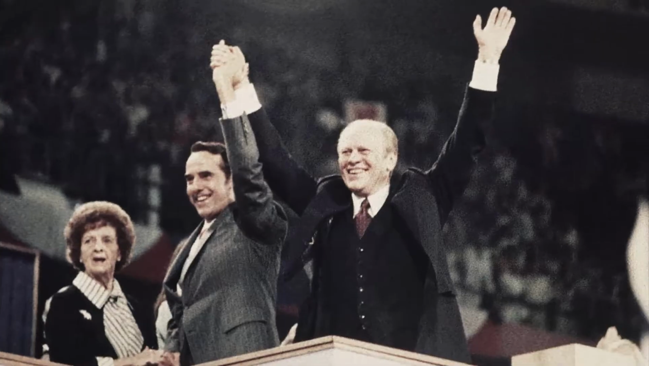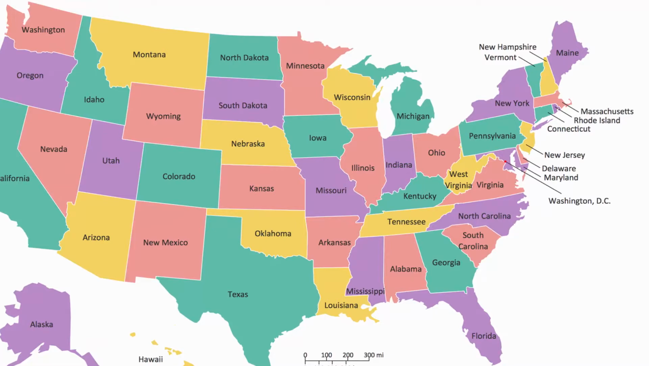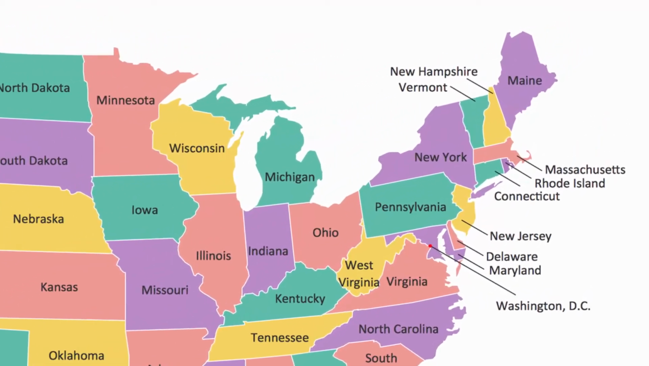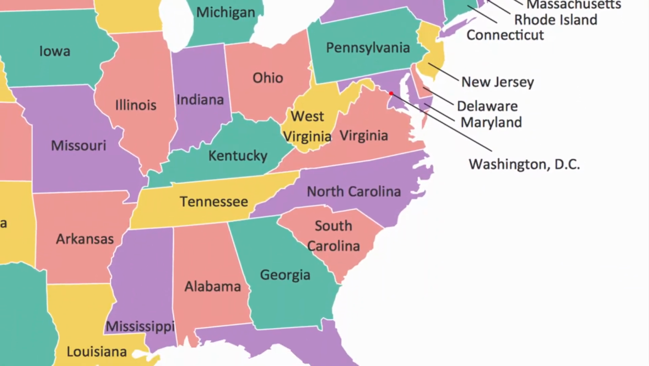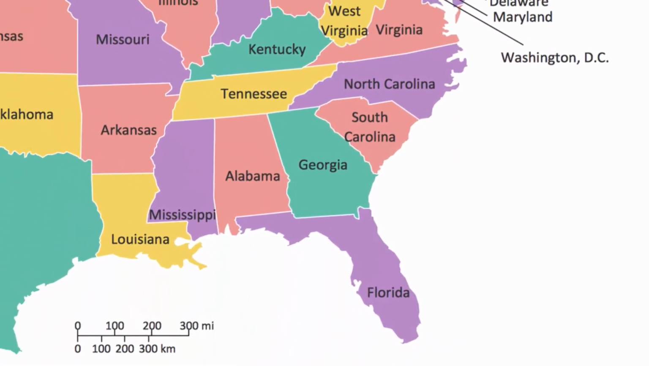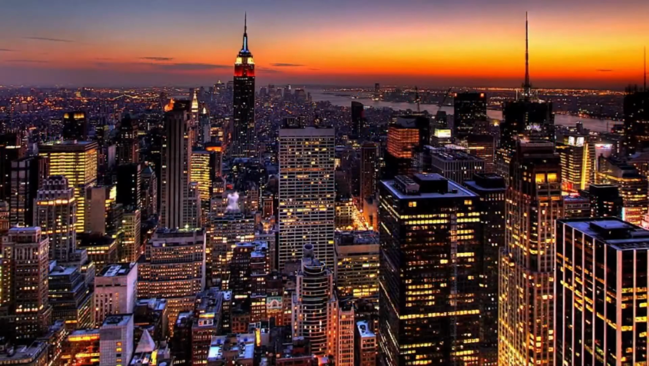A presidential candidate might choose a running mate for several different reasons. In some cases, a running mate is chosen based on geography. For example, a presidential candidate from the North might choose a vice presidential running mate from the South. Or perhaps a presidential candidate from a rural area would choose a vice president from a highly populated city.